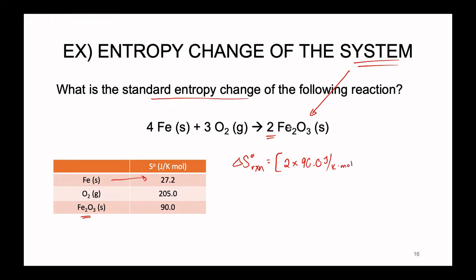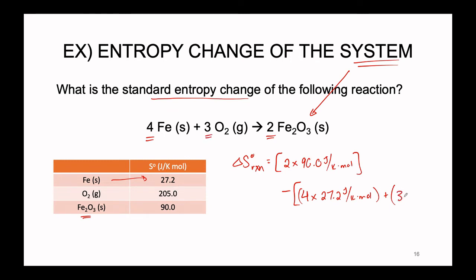Since the iron oxide or rust is our only product, this is going to be the only product we have to insert into this section of the equation. We're going to subtract out the entropy values for each of our reactants. So 4 times the value of iron, since we have a 4 in our chemical equation here. So that's going to be 4 times the 27.2 joules per Kelvin mole. And we're going to add to this 3 times the entropy value for oxygen.